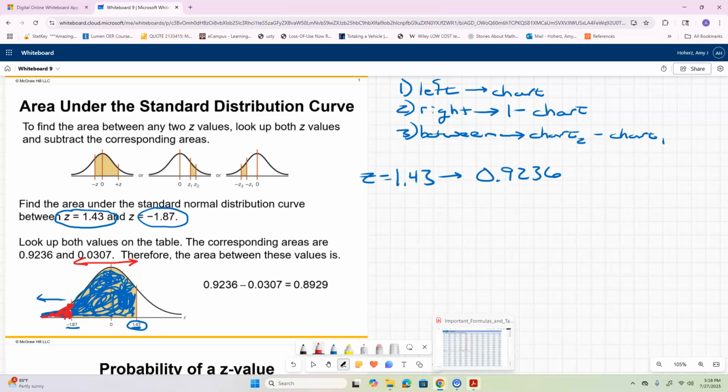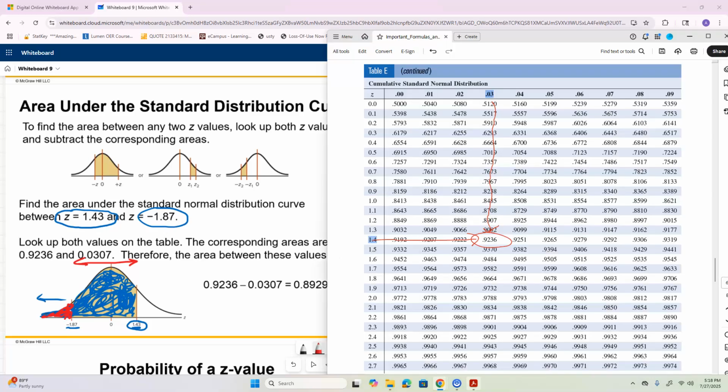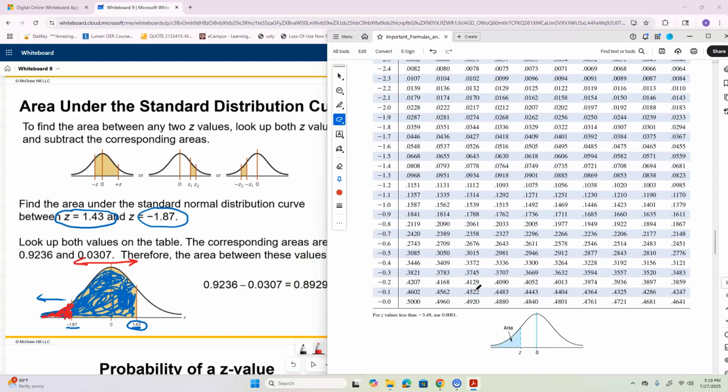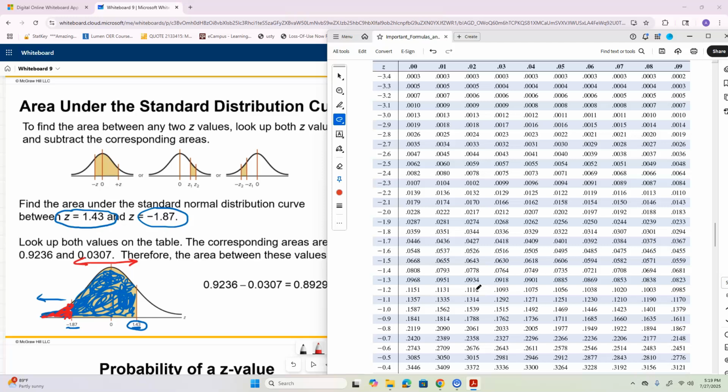So if we go back to the chart, we have to look up negative 1.87. So I'm going to go to the other page. Negative 1.87. Whoops.